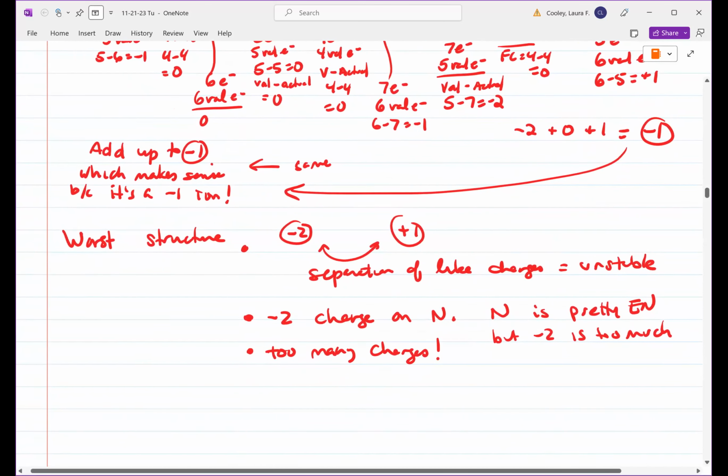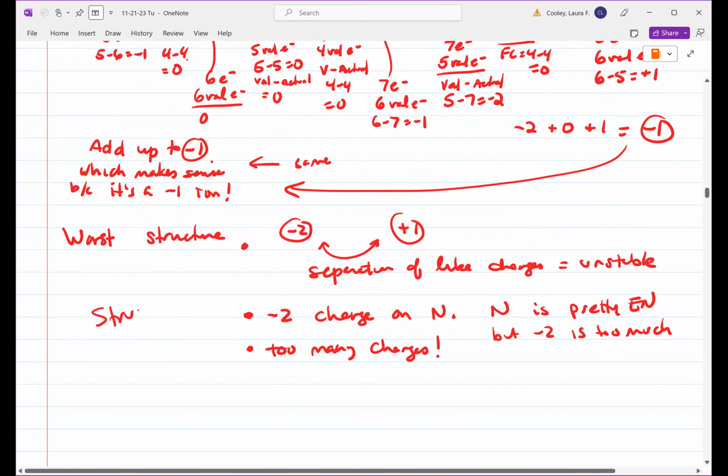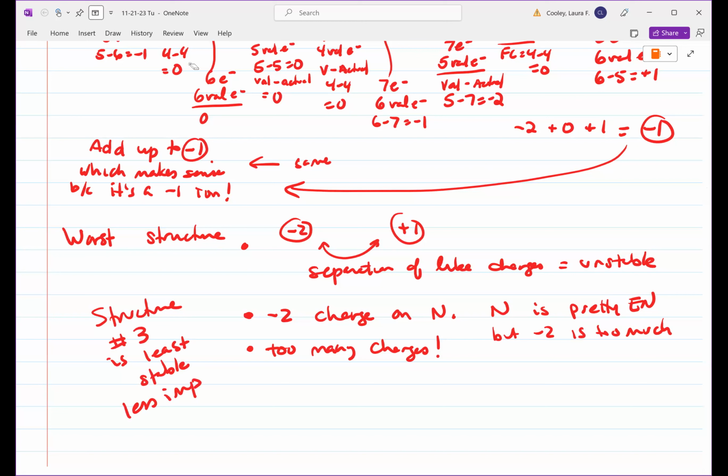So structure 3 is the least stable. And it's the one with the least importance. I'm going to write not very important, not just less. It's really not important.